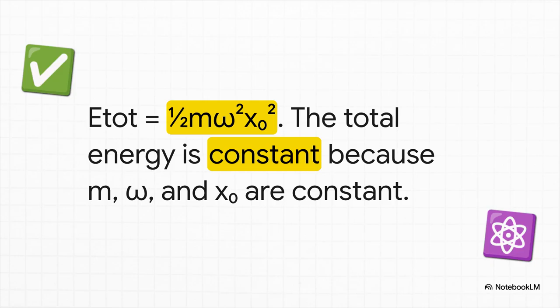When you add the kinetic and potential energy formulas together, those messy x squared terms, the parts that are always changing, perfectly cancel each other out, and you're left with this clean, simple formula. The total energy only depends on things that don't change: the object's mass, its rhythm, and how far you pulled it back to start. That's why the total is always the same.